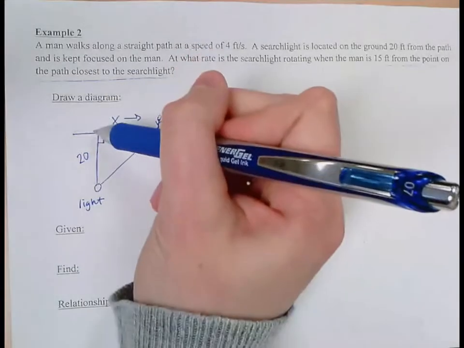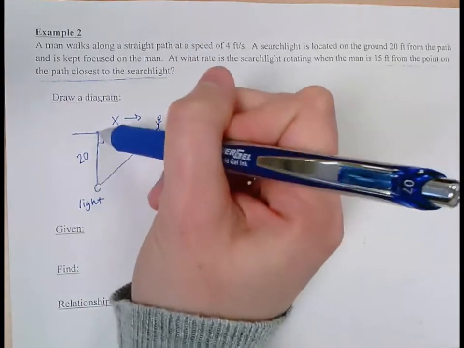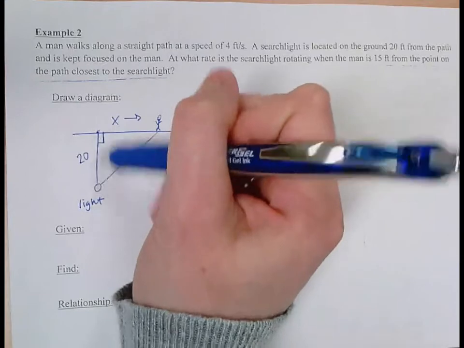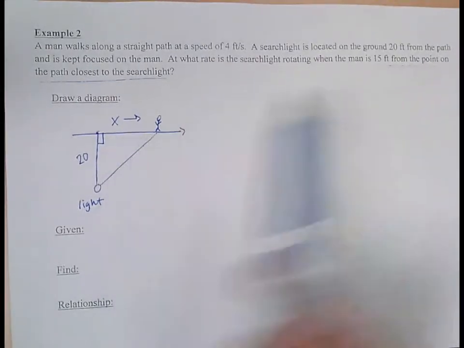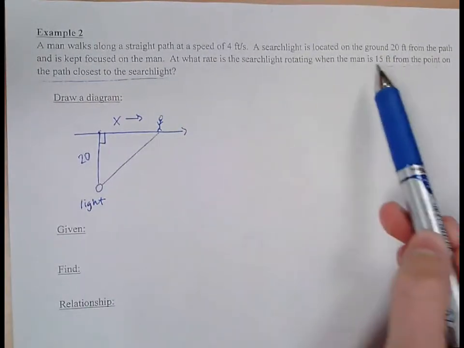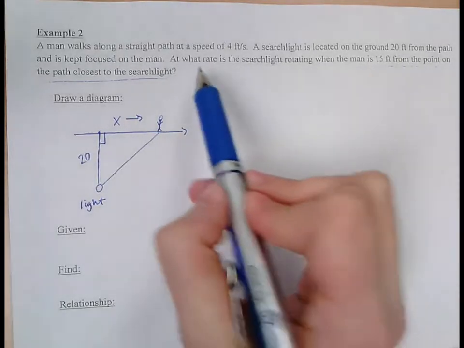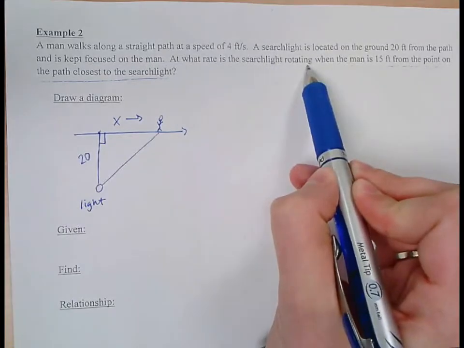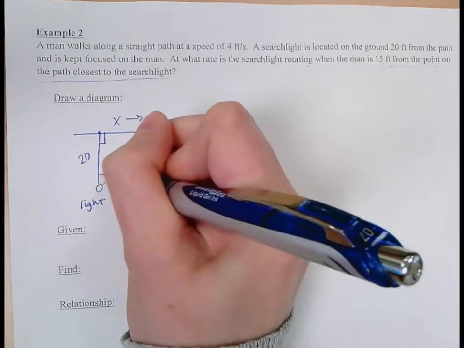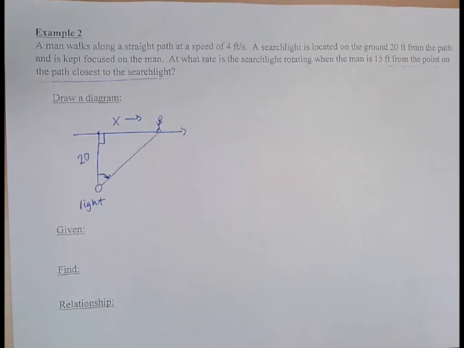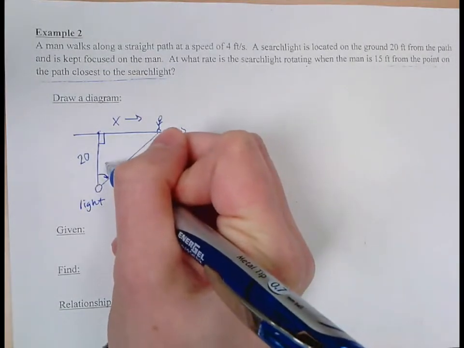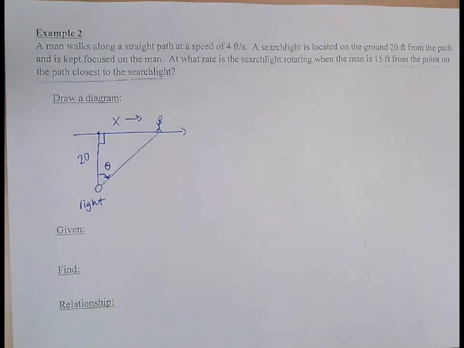The point on the path that's the closest distance to the light would make a perpendicular to the light. So then we can decide later, when we're writing, what that 15 feet actually is. But we're ultimately looking for the rate at which the searchlight is rotating, which is an angle. You can call the angle what you want. I'm going to use theta. If you don't like theta, you want to use another variable, that's fine. You just have to label what it is.